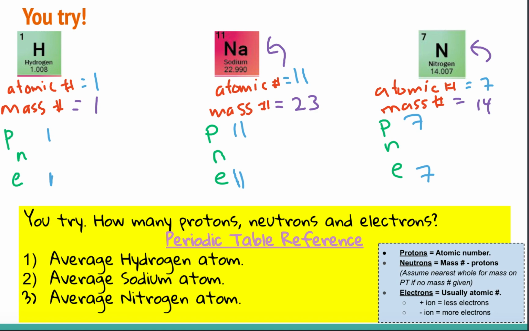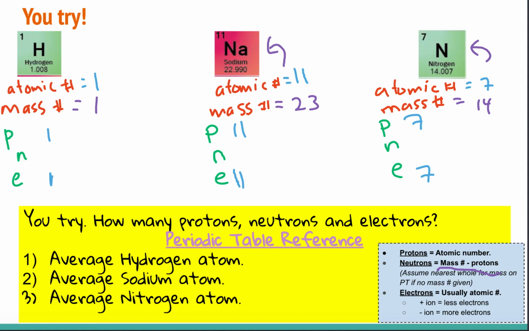I need to determine the number of neutrons. So what I'm going to do is take my mass number and subtract my proton number from the mass number. Because remember, the mass number is the total protons and neutrons together.